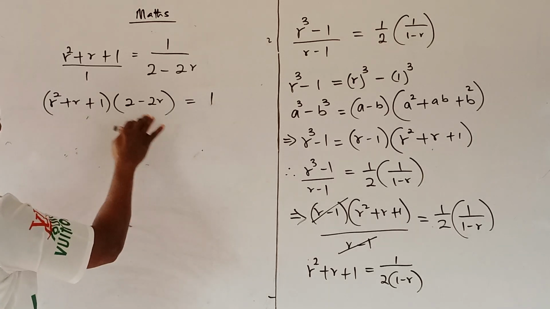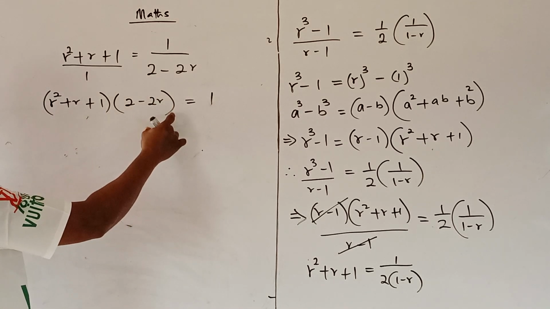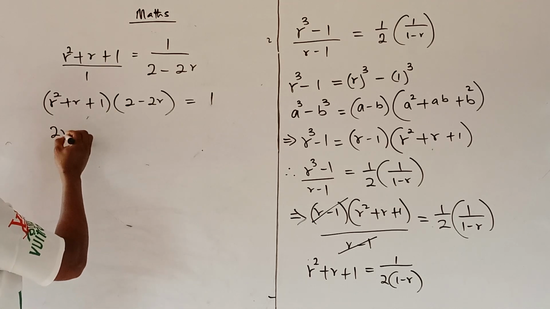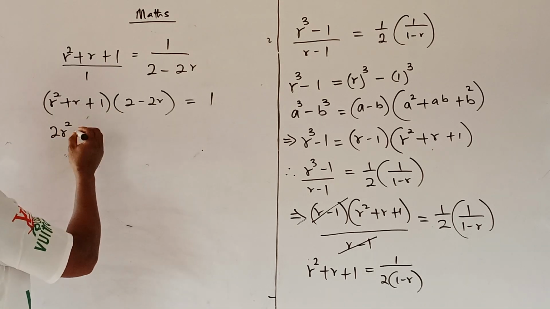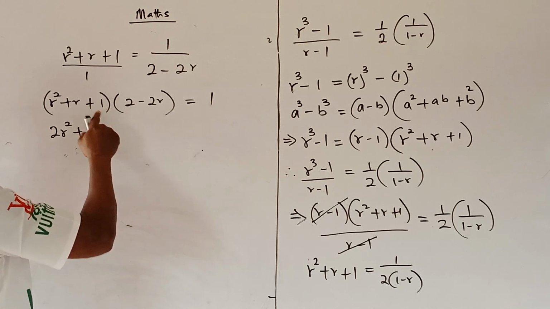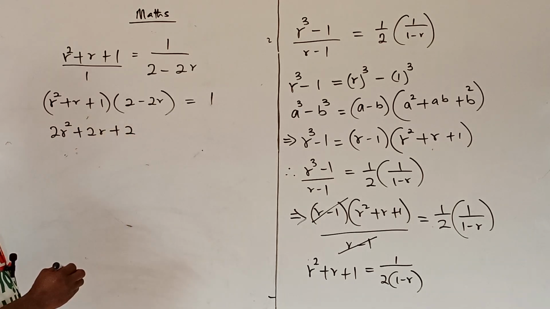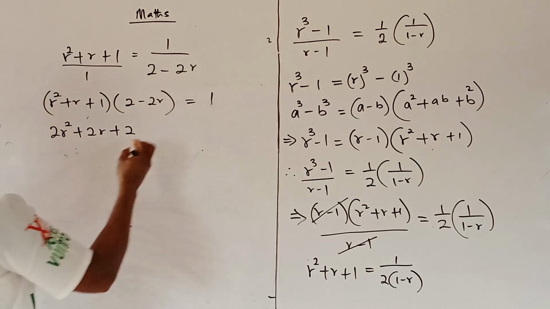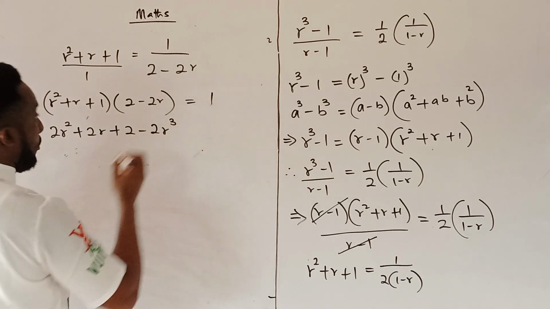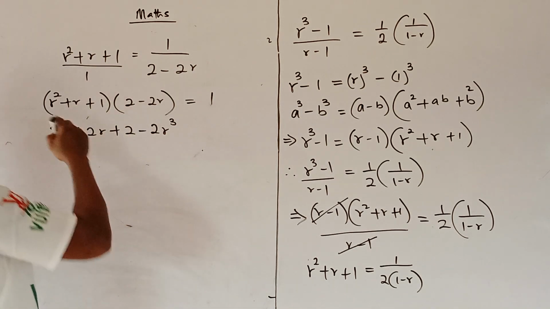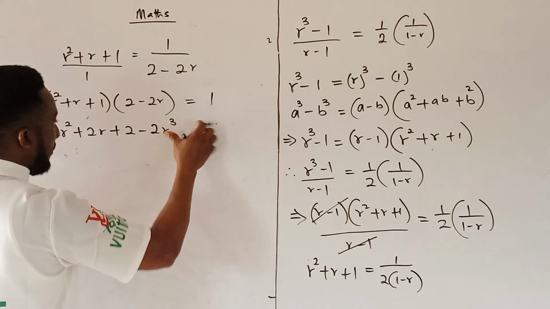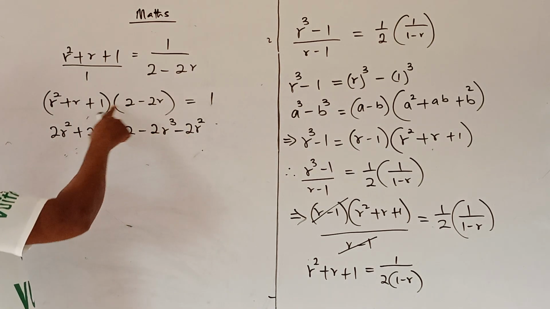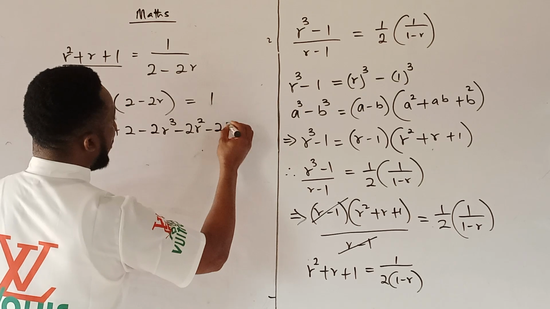So this is a trinomial and this is a binomial. I will use this second parenthesis to distribute the first. 2 multiply r squared is 2r squared. 2 multiply r is 2r. 2 multiply 1 is 2. I'm done with 2. I will use negative 2r. Negative 2r multiply r squared, that's negative 2r cubed. Negative 2r multiply r, that will be negative 2r squared. Negative 2r multiply 1, that will give us negative 2r.